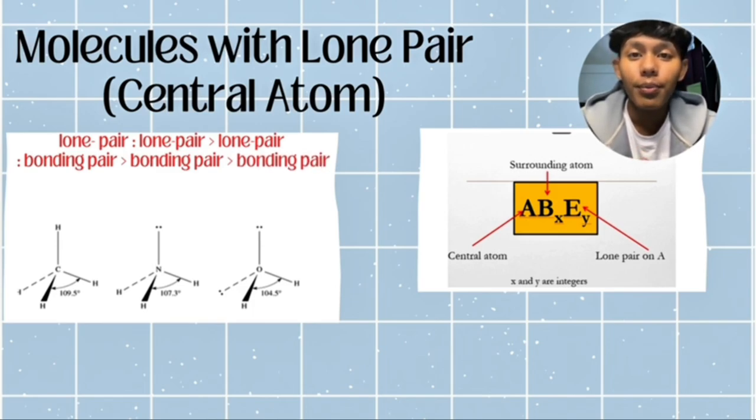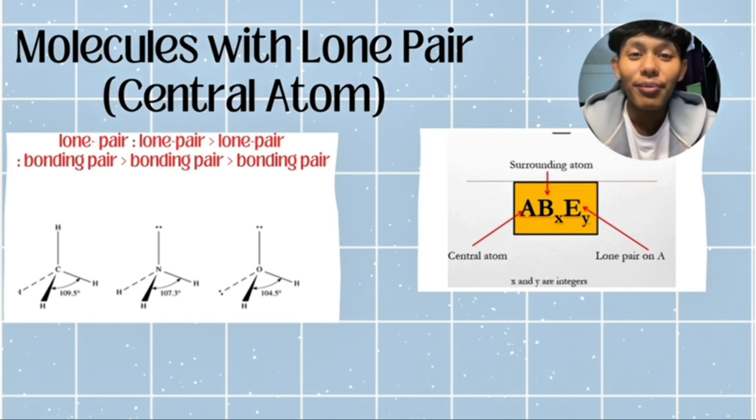Lone pairs repel more strongly than bonding pairs, so the order of repulsion is lone pair/lone pair is greater than lone pair/bonding pair, which is greater than bonding pair/bonding pair. The notation AB_XE_Y shows a central atom bonded to X atoms with Y lone pairs.